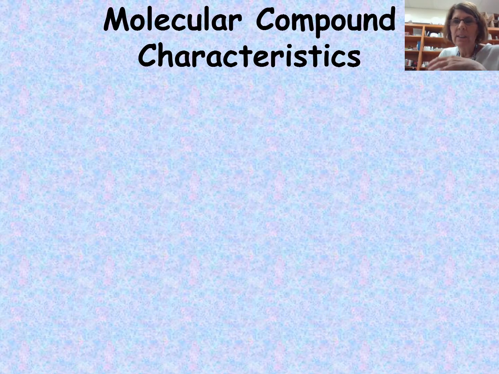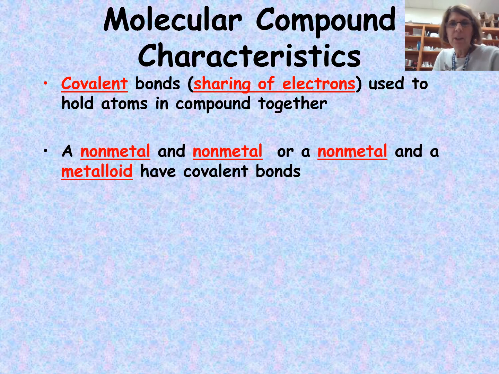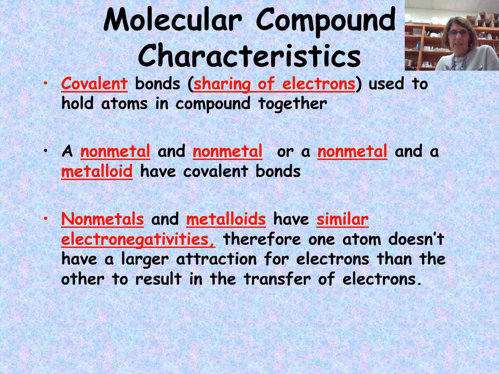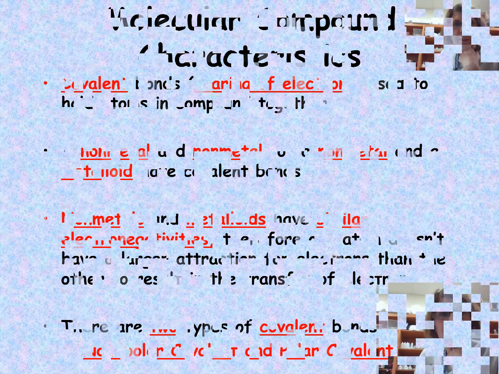So molecular is about two nonmetals. The covalent bonds are a sharing of electrons. A nonmetal and nonmetal, or a nonmetal and a metalloid, have covalent bonds. Nonmetals and metalloids have similar electronegativities, so one atom doesn't have a larger attraction for electrons than the other, which would result in a transfer of electrons. There are two types of covalent, nonpolar covalent and polar covalent.